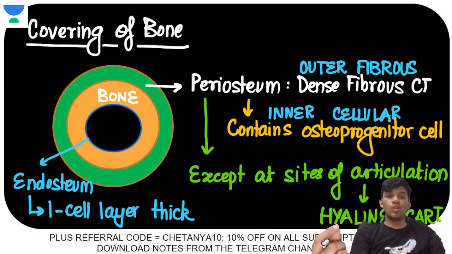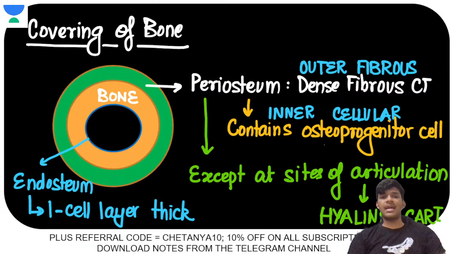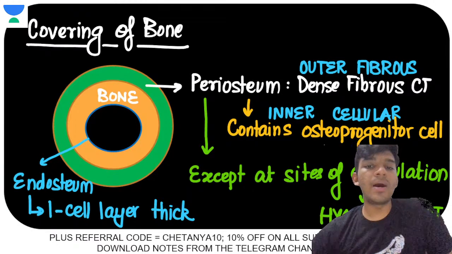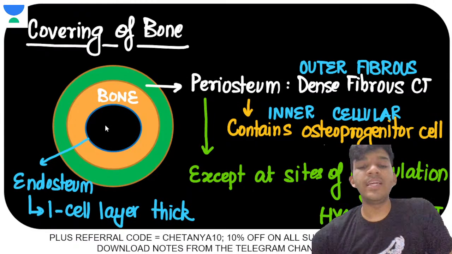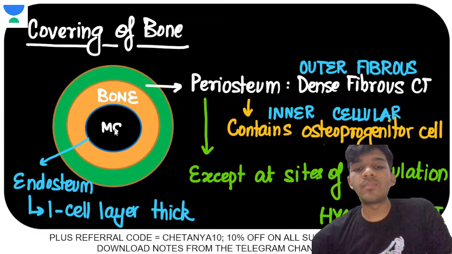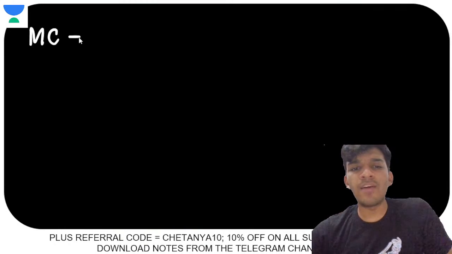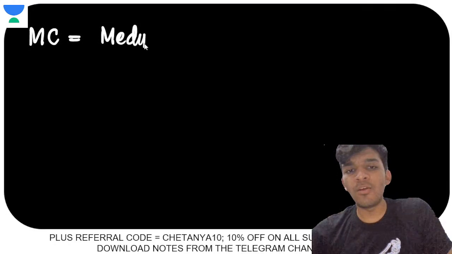So osteoprogenitor cells are going to be found, and they are called endosteal cells. Now, apart from that, in the center, the marrow cavity, I'm writing it as the marrow cavity or the medullary cavity. So let me mention here: marrow cavity equals medullary cavity.